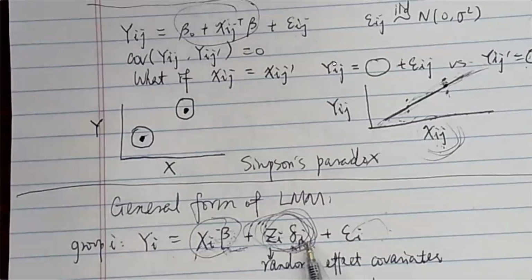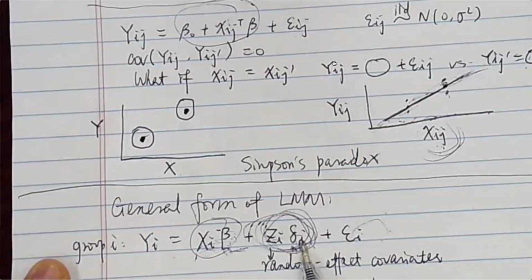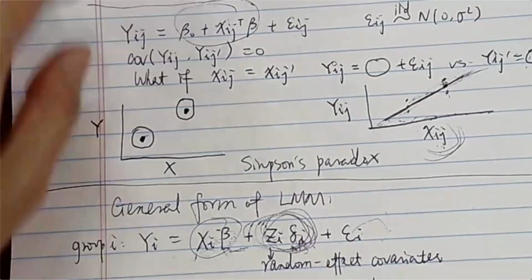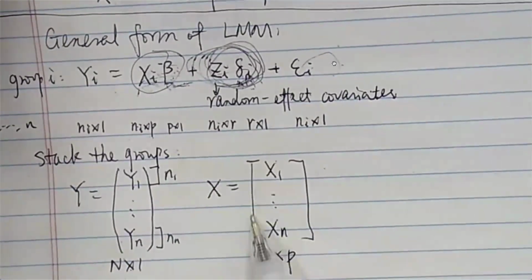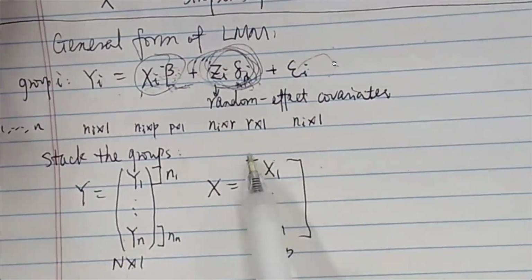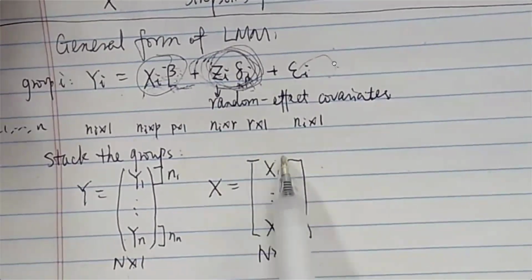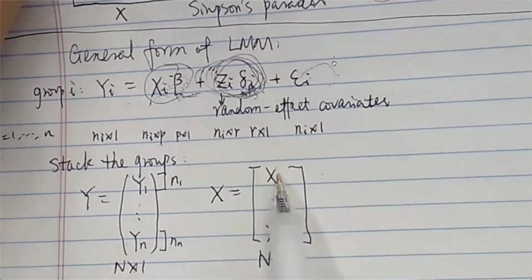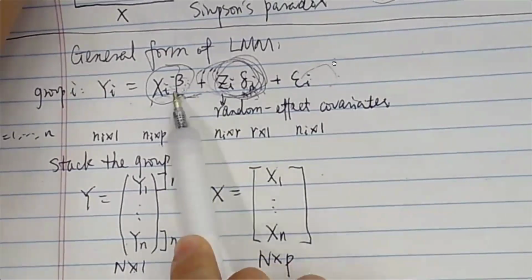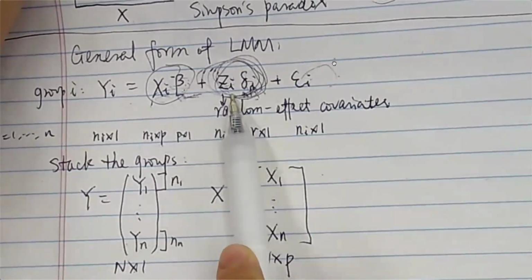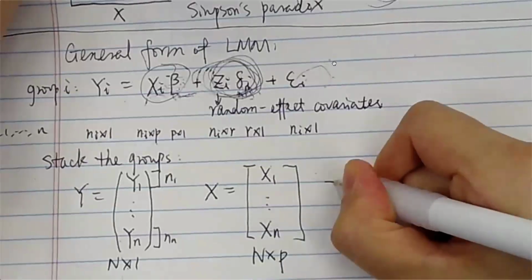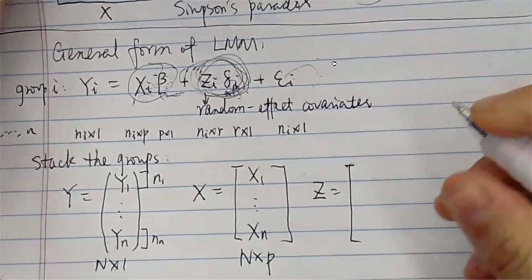Because, you know, we have delta i for group i. So therefore, each Zi is multiplied by its own delta i. Okay, so then we cannot just stack Zi as X, because for X, every block is multiplied by the same beta. So Xi multiplies the same beta, but that's not the case for Zi. So therefore, when we stack the Z, we need to do it in a block diagonal way.